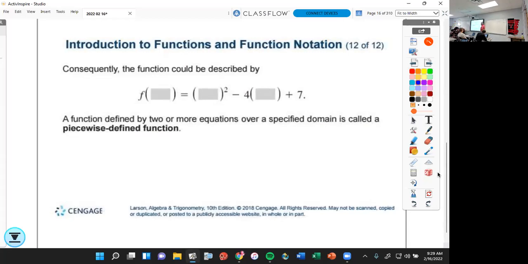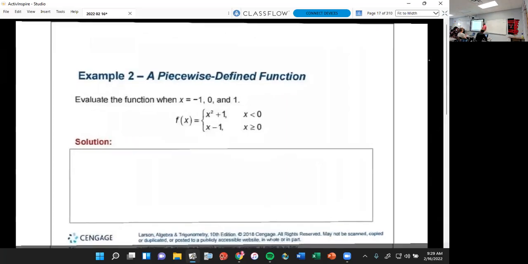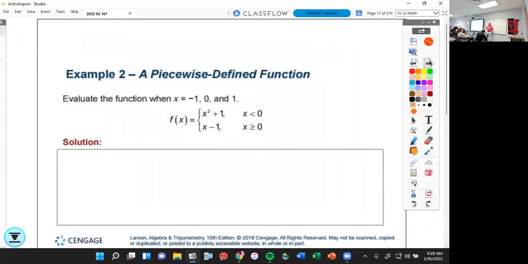So remember piecewise functions. A piecewise function is made up of pieces, hence piecewise, right? So here's a function. f of x is equal to x squared plus 1 when x is less than 0, but it's equal to x minus 1 when x is greater than or equal to 0. The question says, when x is -1 or 0 or 1, what's the corresponding value?